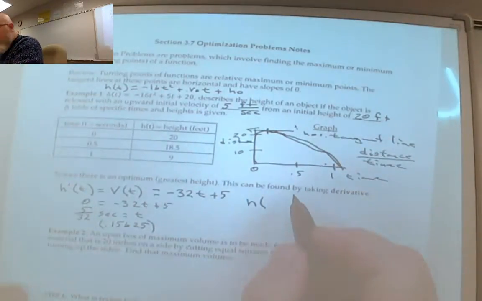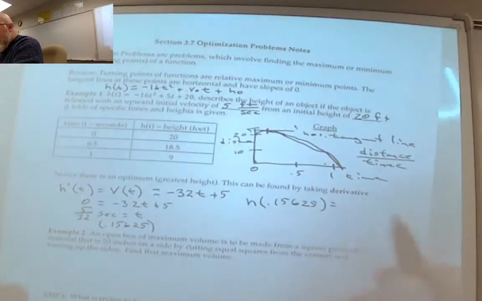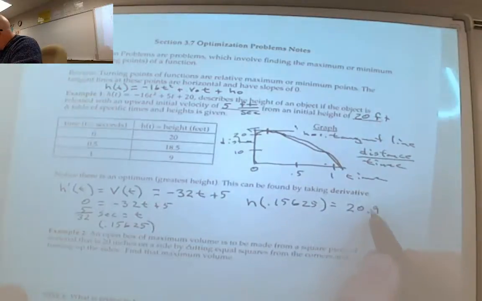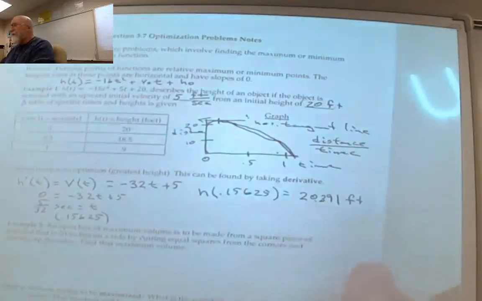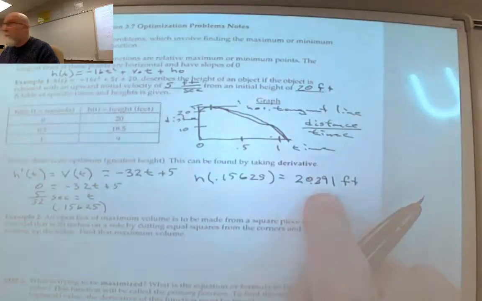And when I plug that in, 0.15625, I got a height of 20.391 feet. So it goes up a little ways. Goes up about 4.8 inches, a little bit less than that.